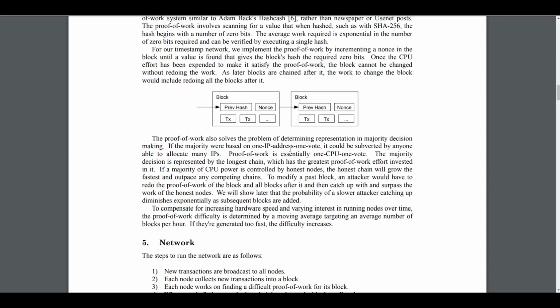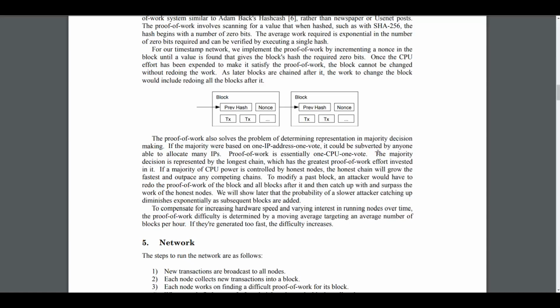Now, this is where they say proof of work is essentially one CPU, one vote. So you have a lot of people that go, well, one CPU is in my computer at home, therefore I get one vote, right? That's not what it's talking about. It's talking about your CPU having to expend effort, and we'll talk about this when we get to the network stage, but you only get a vote if you're solving the proof of work. That's the only way you get a vote, right?